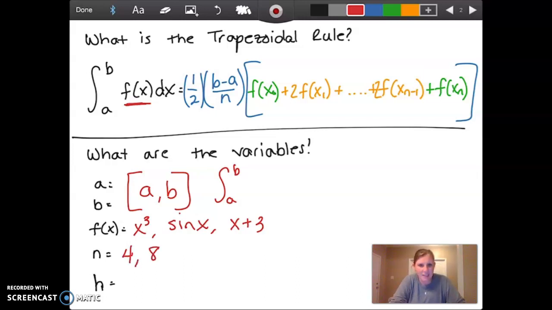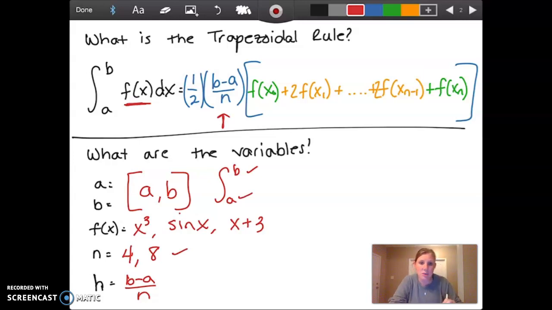All right, h. Let's talk about h again because I need to know what that height is, and that's coming from this b minus a over n. Where I would say, all right, well, I know what my b is, and I know what the a is, and I know my n, and I can calculate that.